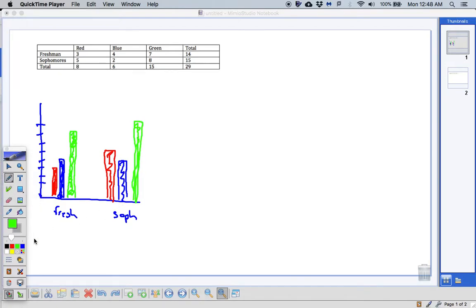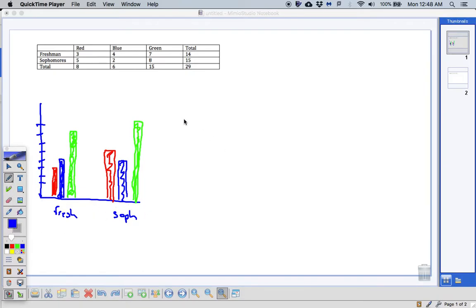So the reason we like the side-by-side bar graph is it's easy to compare. You can just quickly look here and say, you know what? Clearly, the green is the favorite of both of them. But for the freshmen, blue was the second favorite, as opposed to the sophomores where red was the second favorite. You can say things like there was more red that the sophomores liked than the freshmen, but there were the same number of blues. So you can easily compare them, which is what the side-by-side bar graph shows us.